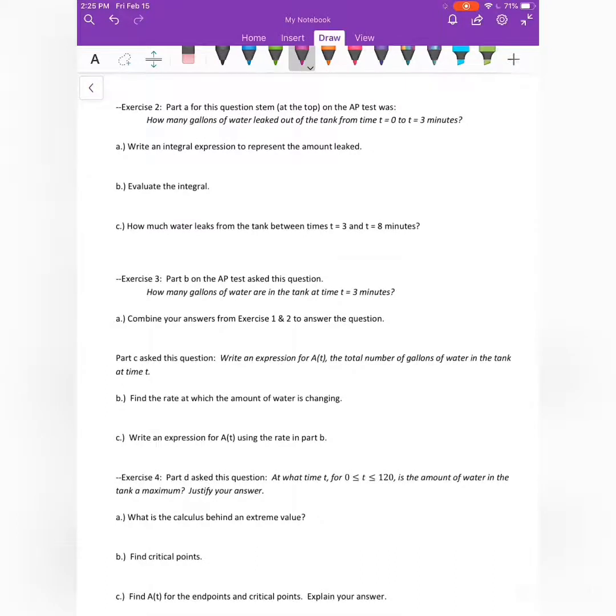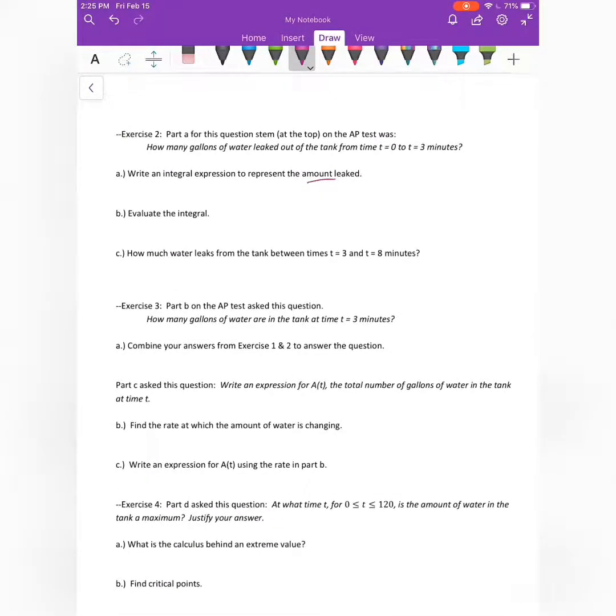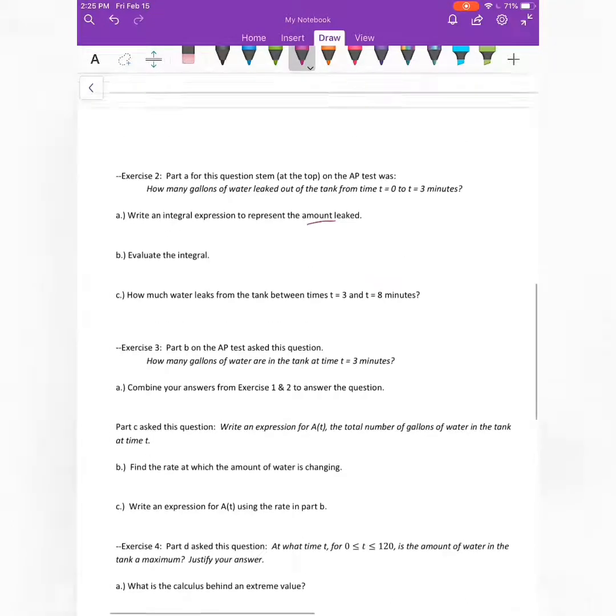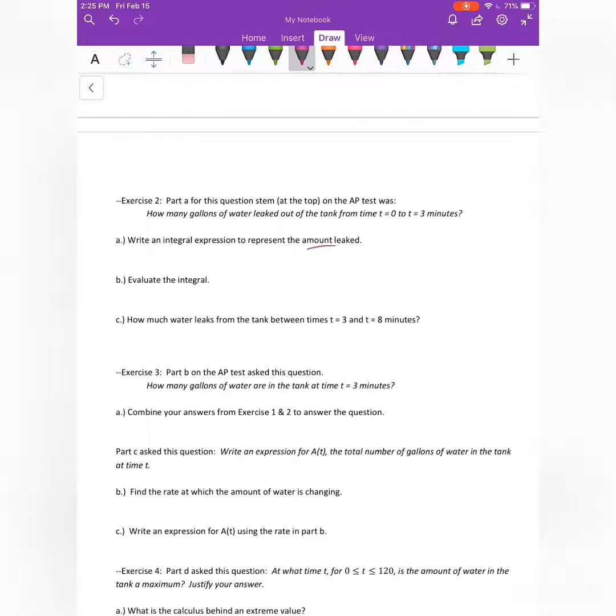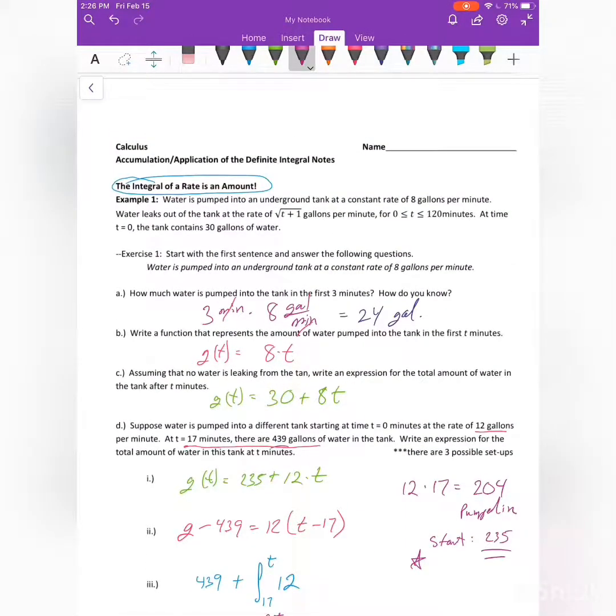So moving on to a different part of the AP question. For this part, it says how many gallons of water leaked out of the tank from time 0 to time 3. So what we're going to do is first write an integral expression to represent the amount leaked out. And again, I'm going to highlight amount. So to get an amount, you have to integrate a rate. So I think for this one, we'll use the part that they gave us up at the top. It says water leaks out at a rate of this. Okay, so that's our rate.